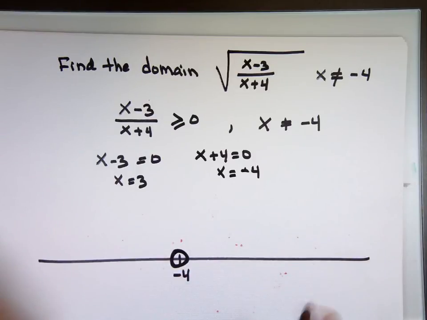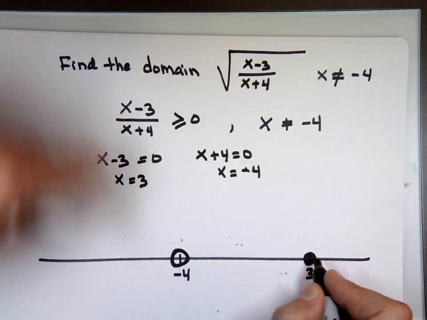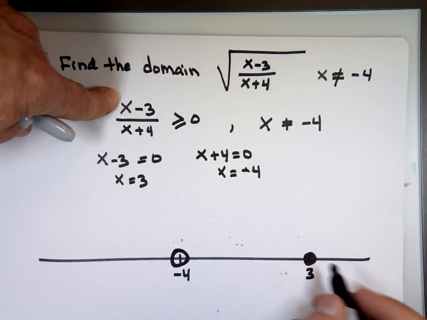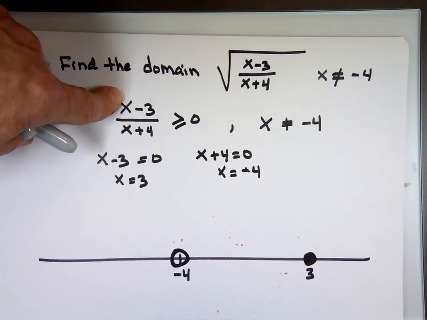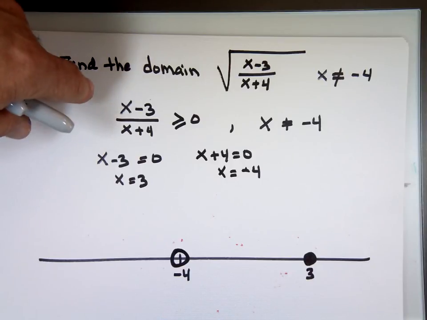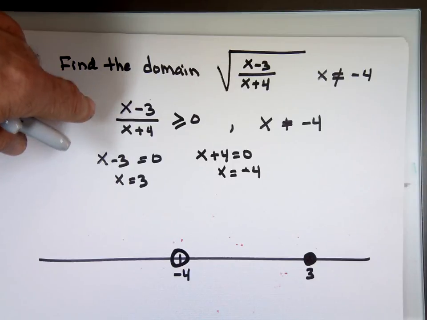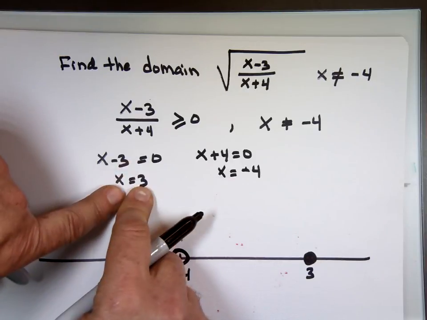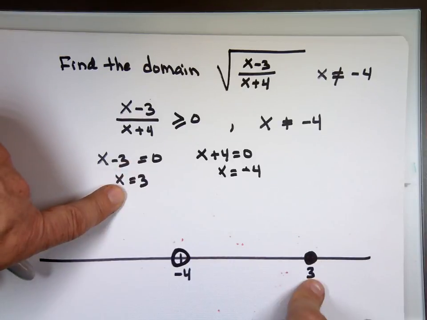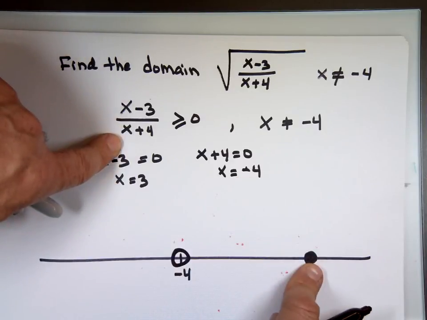Can x be 3, by the way? Yes, because it could be 0. It's all right to have a 0 on the top when you have a fraction. So 3 is okay, but negative 4 is not. I'm just looking at the critical value itself, I haven't tested it yet. Can x be 3? Yes. Can x be negative 4? No, because that makes the fraction undefined. That's why I have a closed circle and an open circle.